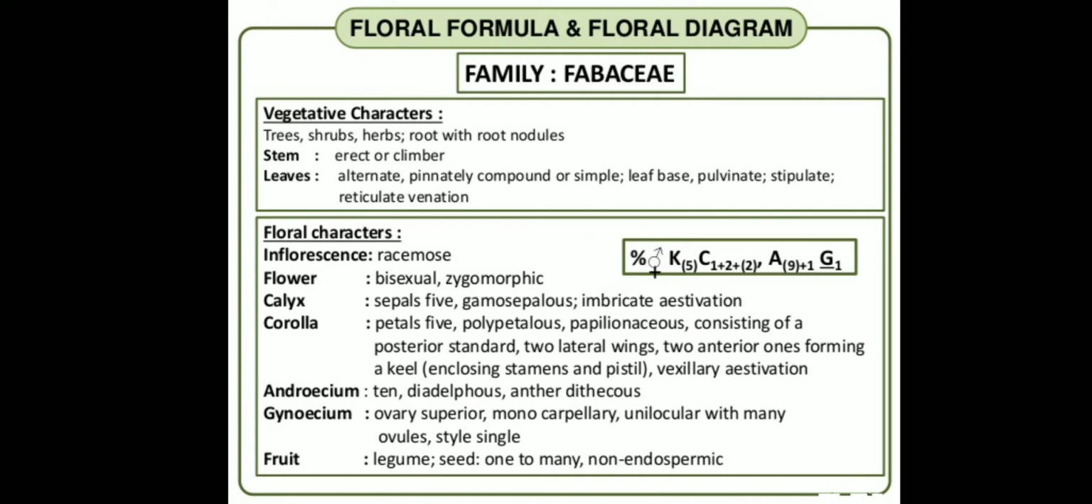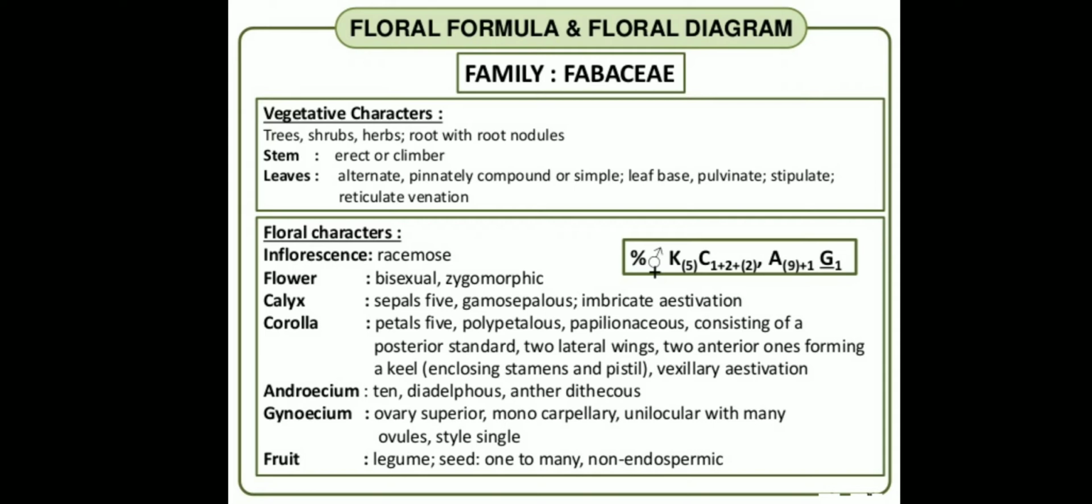What kind of inflorescence can you see in family Fabaceae? That is racemose. The flower is bisexual and zygomorphic. What about the calyx? Sepals are 5, gamosepalous, imbricate aestivation. In the corolla, they have 5 petals, polypetalous, papilionaceous, consisting of a posterior standard, 2 lateral wings, and 2 anterior ones forming a keel, enclosing stamens and pistil, and the aestivation is vexillary. The androecium has 10 stamens, diadelphous.